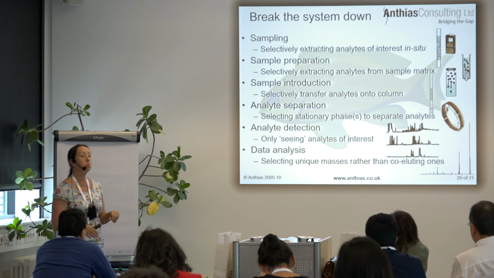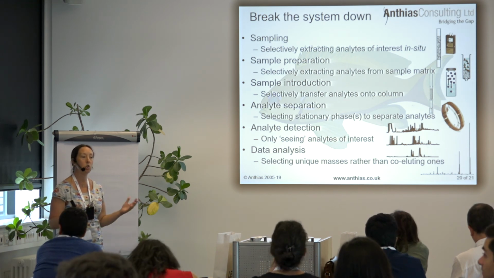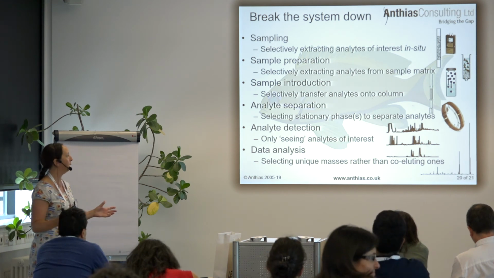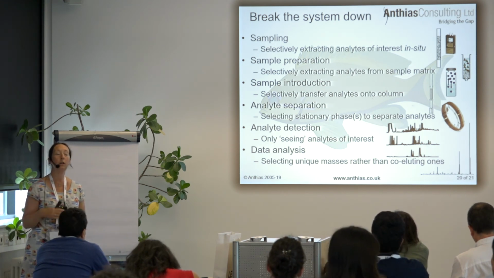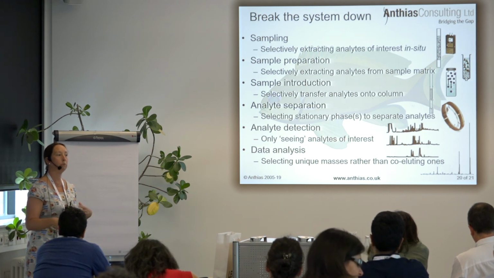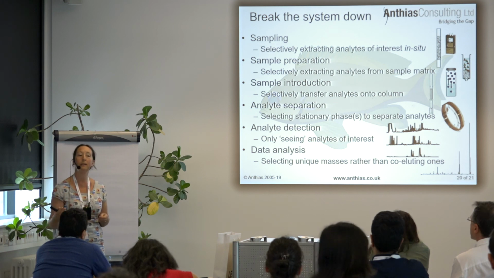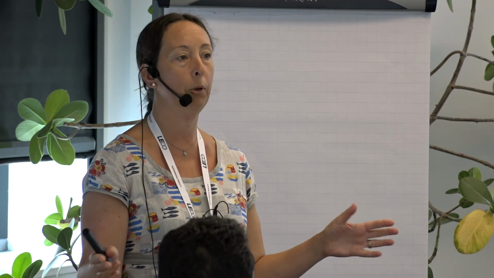Analyte separation, selecting our stationary phases, whether that's 2 dimensions or 1 dimension, of course, again, GC×GC being the most powerful. Our analyte detection, only seeing the compounds of interest, being very selective. And, of course, data analysis, where we can select unique masses and use things like deconvolution. So this is what we should all be doing with our methods: having a critical look at them from start to finish, at how we can introduce more selectivity, not just to the separation, not just to the detection, but to the whole of the sample analysis.